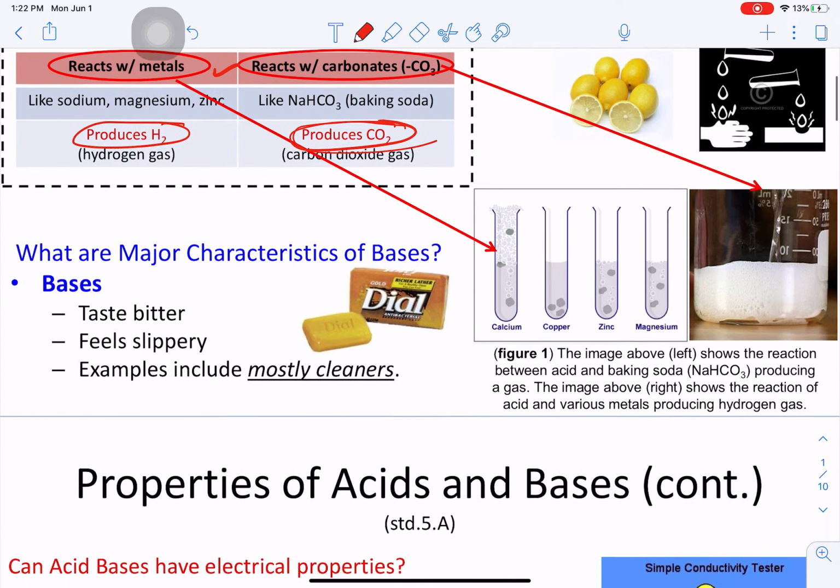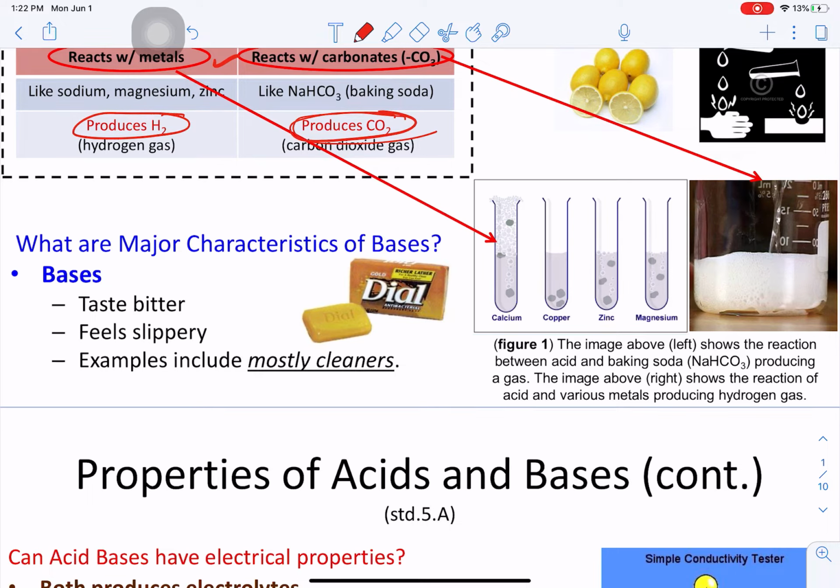All right. Okay, major characteristics of bases. They taste bitter. They feel slippery. Think about soap. These are all your cleaning supplies. Okay, those are your bases. Okay, taste bitter, feel slippery.